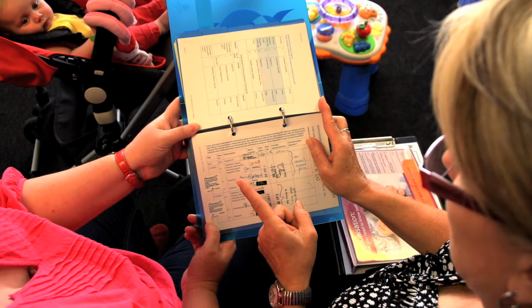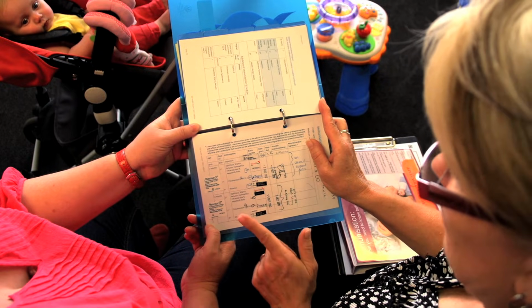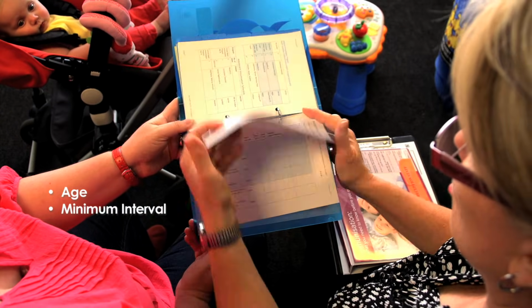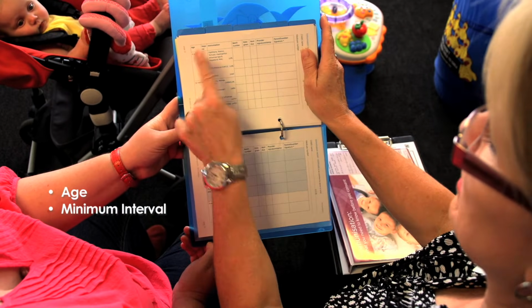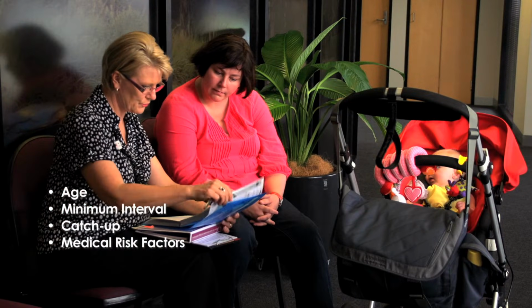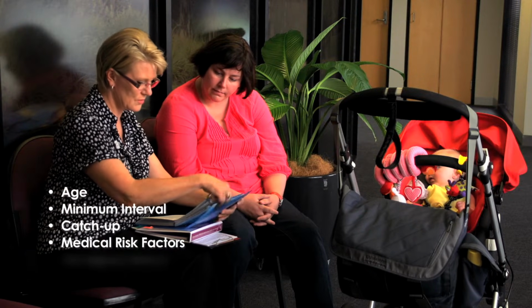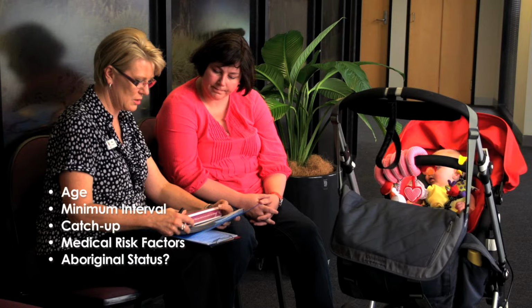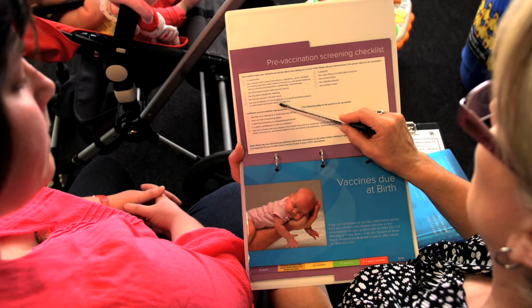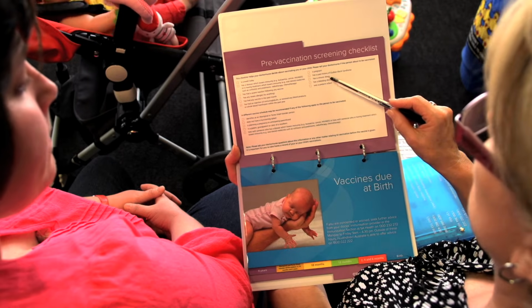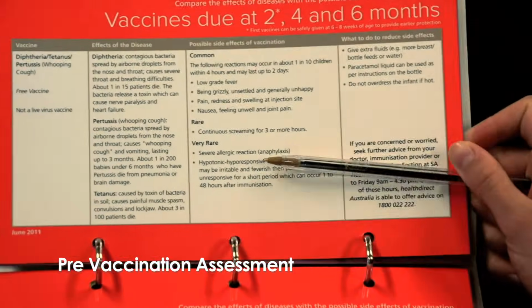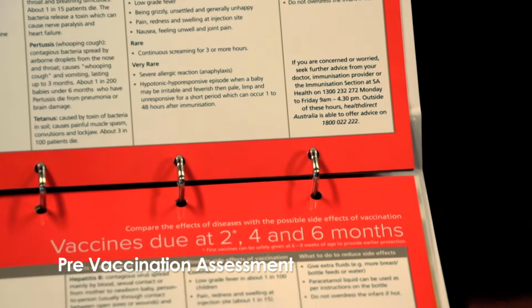In order to assess the vaccinations required, you must take into consideration the person's age, the minimum interval between scheduled vaccinations that need to be observed, whether a catch-up vaccination is needed, any risk factors that may require additional vaccines, and Aboriginal status. The pre-vaccination checklist also helps to determine if the person is medically fit for vaccination and any additional vaccines that may be required. This assessment must only be undertaken by a registered nurse or medical officer.